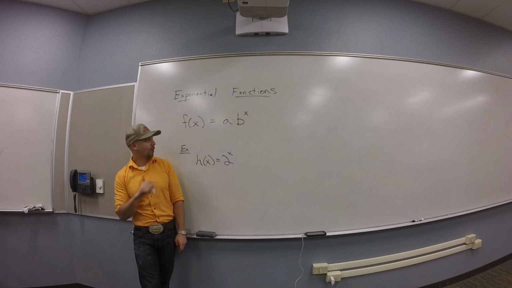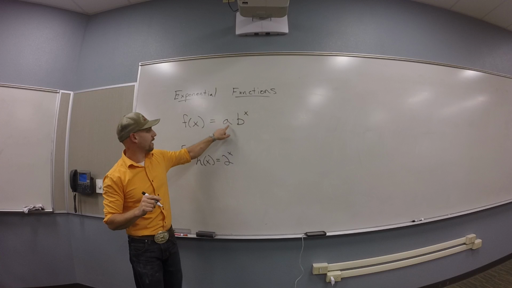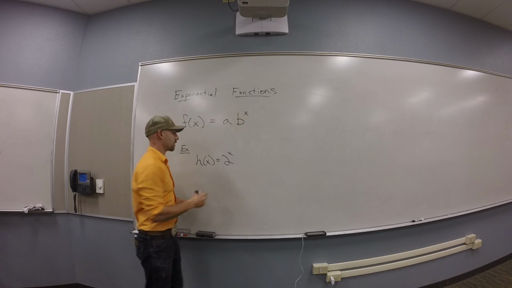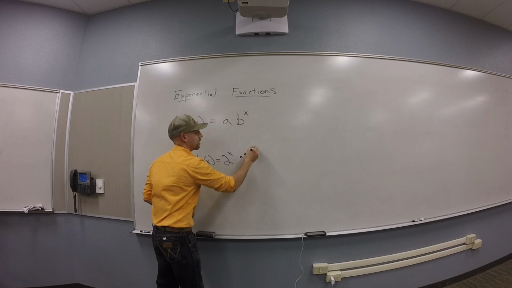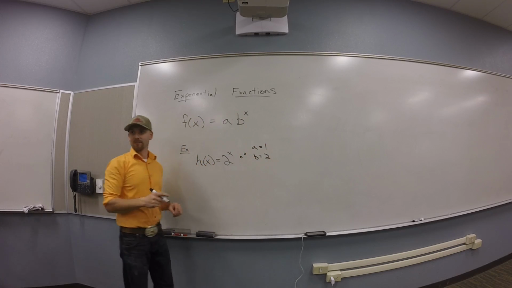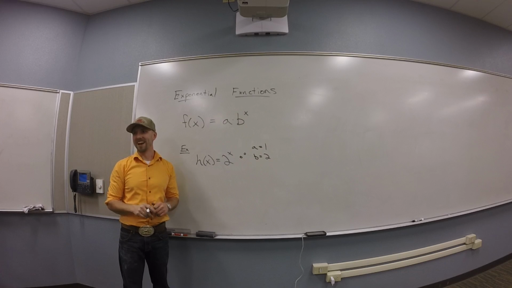Okay, how would I think about this thing as a times b to the x? 1 times 2 to the x. Perfect. So you're looking at this and you're thinking a is 1, b is 2, and x is x. Right? The variable of interest is x. You guys good with that?